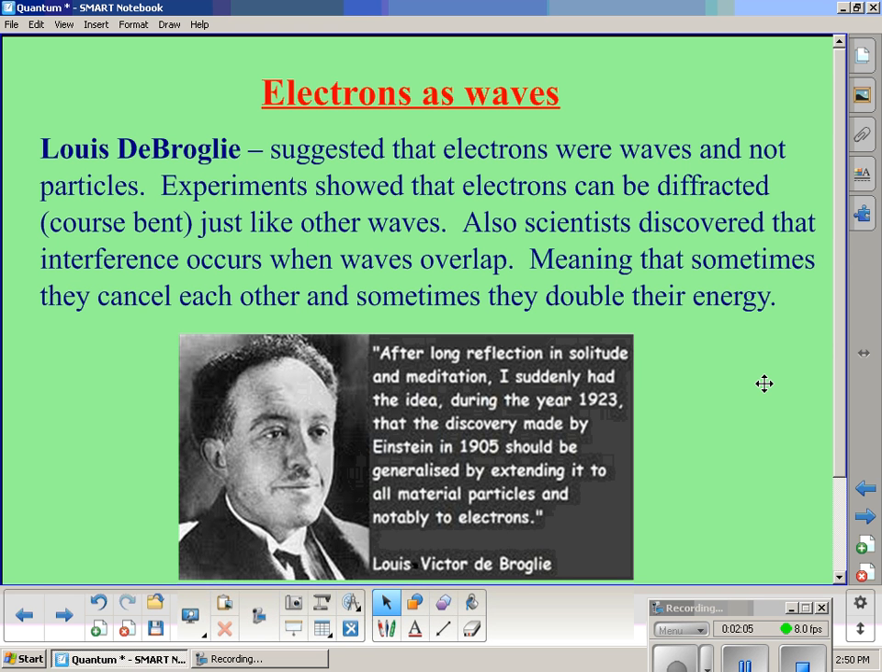Also, scientists discovered that interference occurs when waves overlap. This means that if the crest of one wave strikes the crest of another wave, those waves may double their energy. Or if the peak of one wave strikes the trough, the lowest point of another wave, they may cancel each other out. Or it could be somewhere in between.